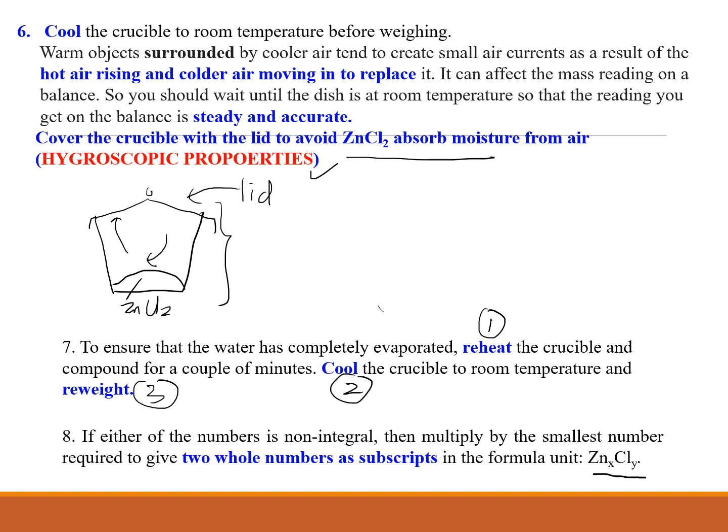If the number for the ratio is not an integer, let's say for zinc you get 2.5 and for Cl you get 5.0, you can't round 2.5 to 3.0, that is wrong. You must multiply by something to make both numbers x and y whole numbers. For this case you can multiply by 2. So 2.5 will become 5, and 5 will become 10. So this is the part for calculation.